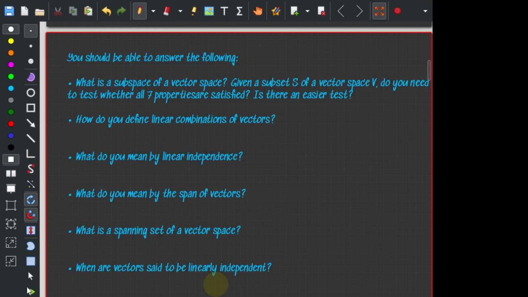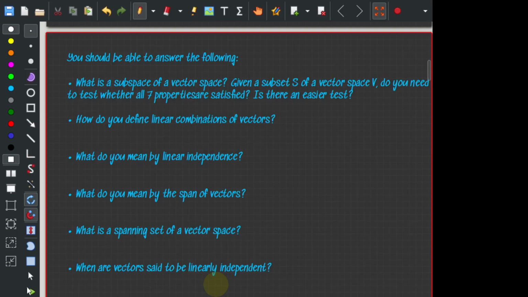Any subset of a vector space, which is also a vector space in its own right, is a subspace. Now, if I give you a vector space, an arbitrary set and some particular field, then you have to basically test whether all those properties are satisfied to check whether it's a vector space or not.